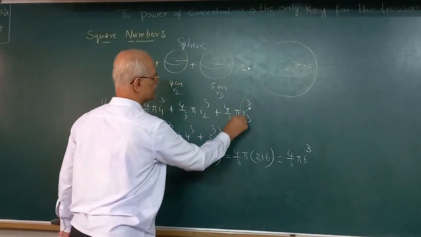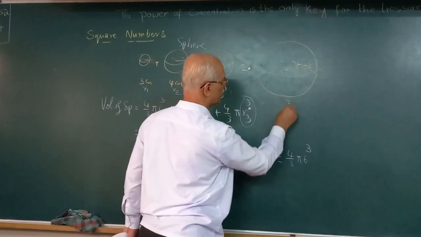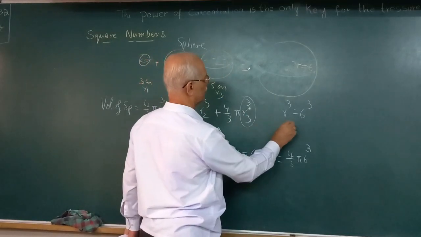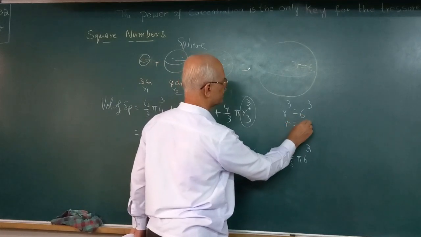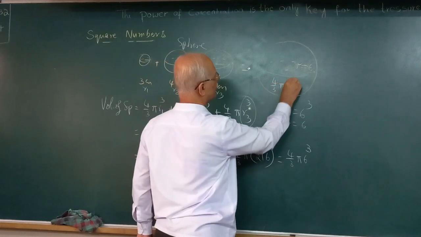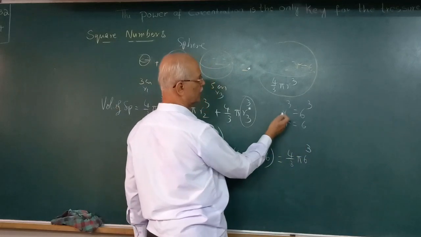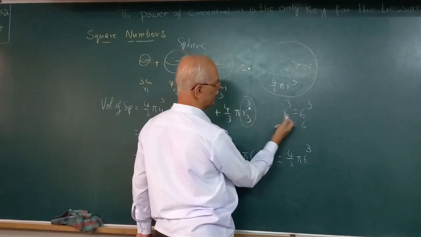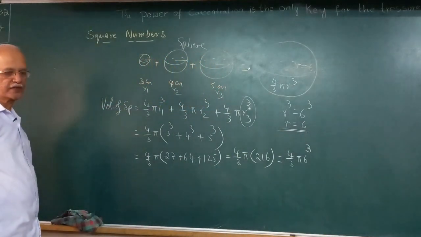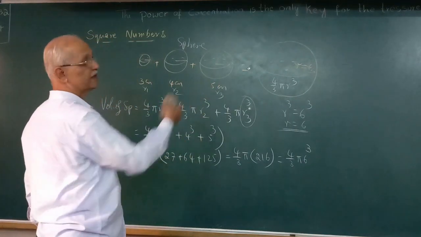So the formula is this. R cube is 6 cube. So R cube is equal to 6 cube. Okay. What is R? R is equal to what? 6. This is the formula here, 4 by 3 pi R cube. In place of R cube, there is 6 cube. So powers are equal, so bases are equal, so R is equal to 6. Radius equals 6. So like this, you can show the answer.